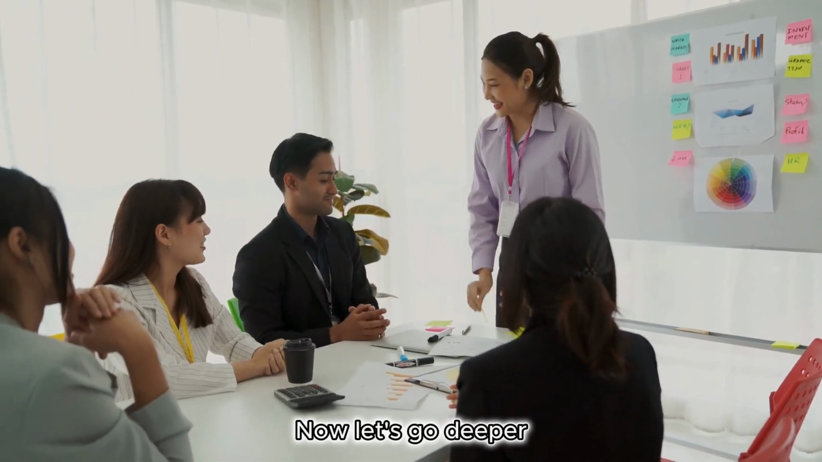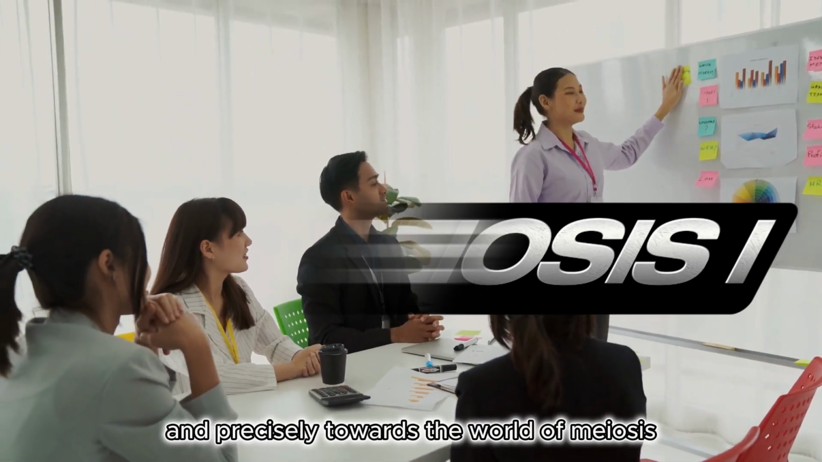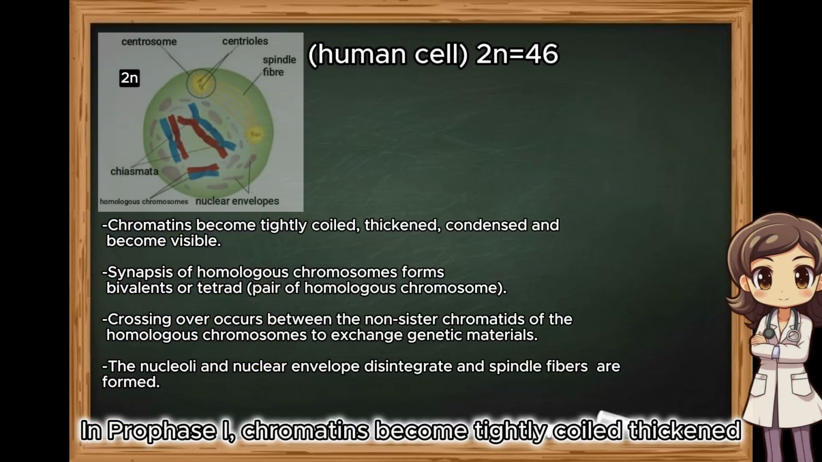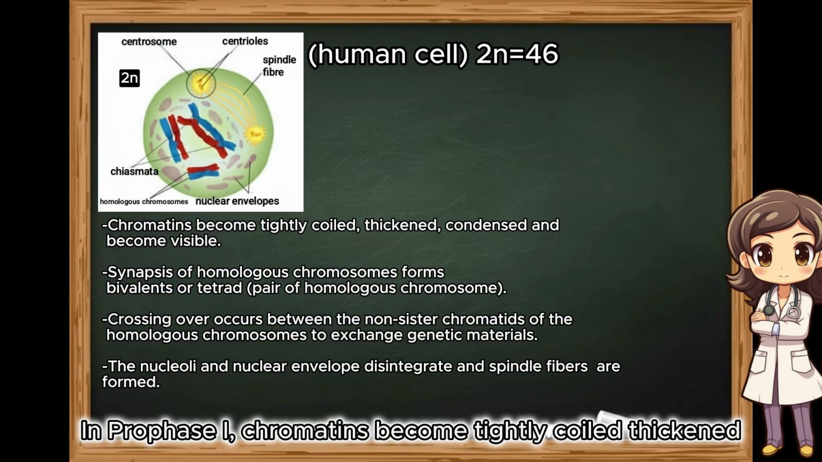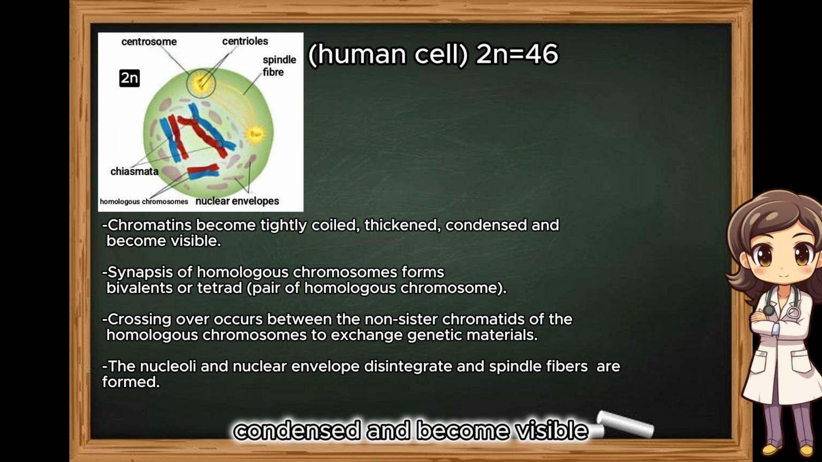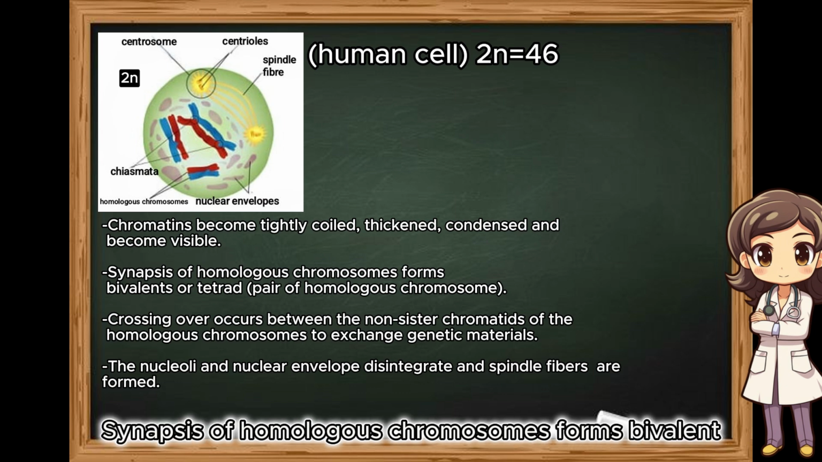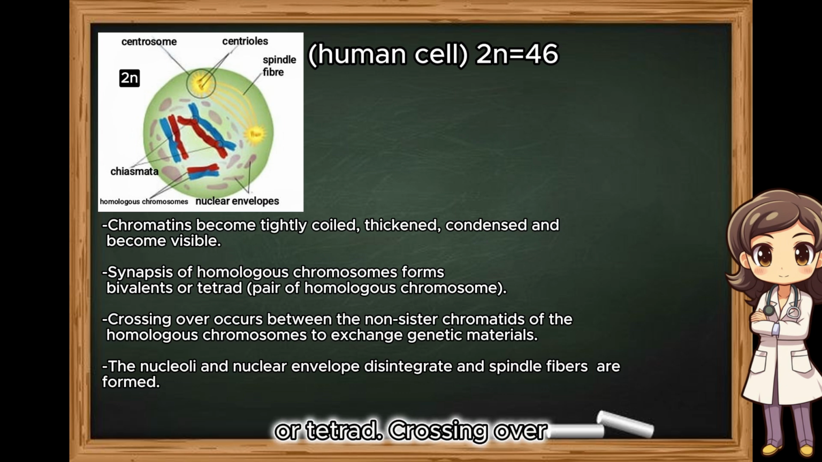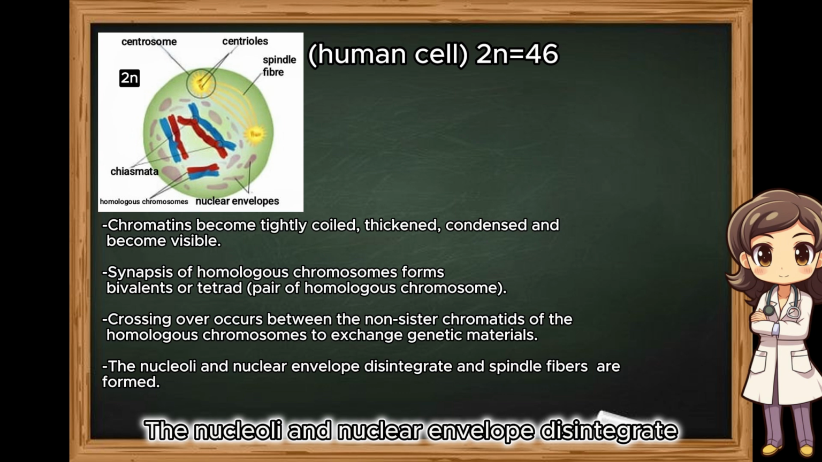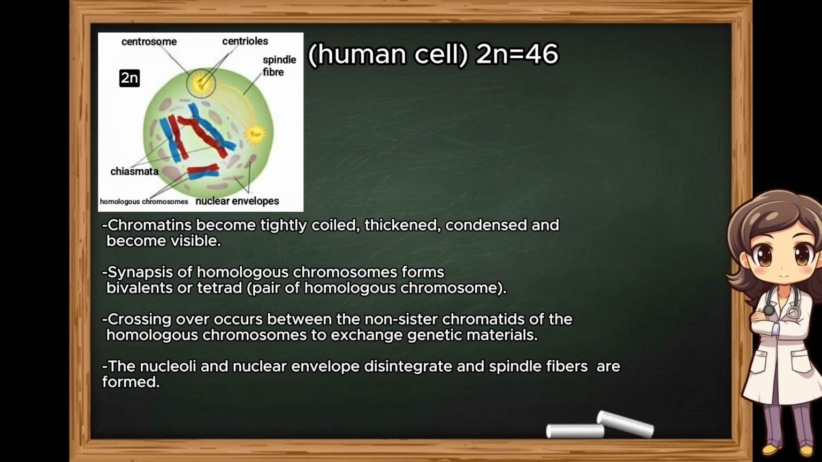Now let's go deeper and precisely towards the world of meiosis. In prophase I, chromatins become tightly coiled, thickened, condensed, and become visible. Synapsis of homologous chromosomes forms bivalence or tetrad. Crossing over occurs between the non-sister chromatids of the homologous chromosomes to exchange genetic materials. The nucleoli and nuclear envelope disintegrate and spindle fibers are formed.